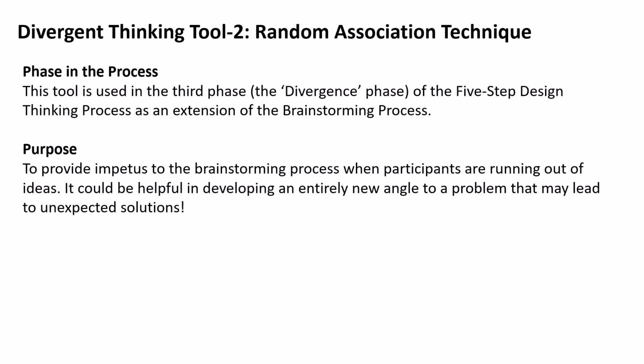Then the second technique is called the random association technique. This is used in the third phase of divergent thinking in the design thinking process. It is used in conjunction with brainstorming. The purpose of random association is a powerful way to get past typical thinking, to get out of the rut and to get rid of traditional, stereotypical connections. It also helps to break the impulse on how we approach solving sticky problems. In fact, random association could be helpful in developing an entirely new angle on your problems.